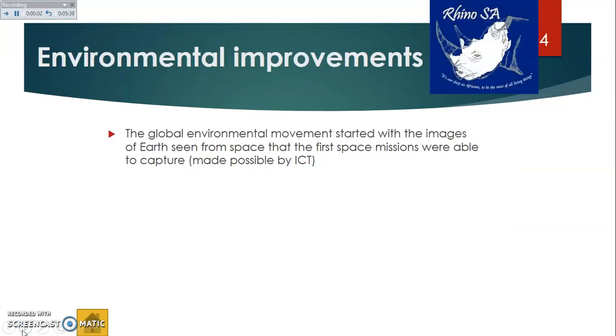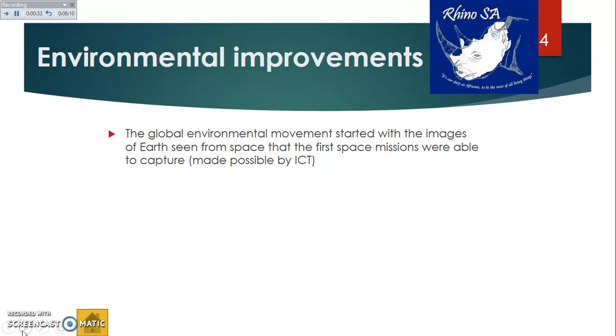Then we have environmental improvements. ICT is a powerful force in helping us to become more aware of our impact on the world around us. Did you know that the global environment movement started with the images of Earth seen from space that were captured by the first space missions? These images were made possible in part by the power of ICT.